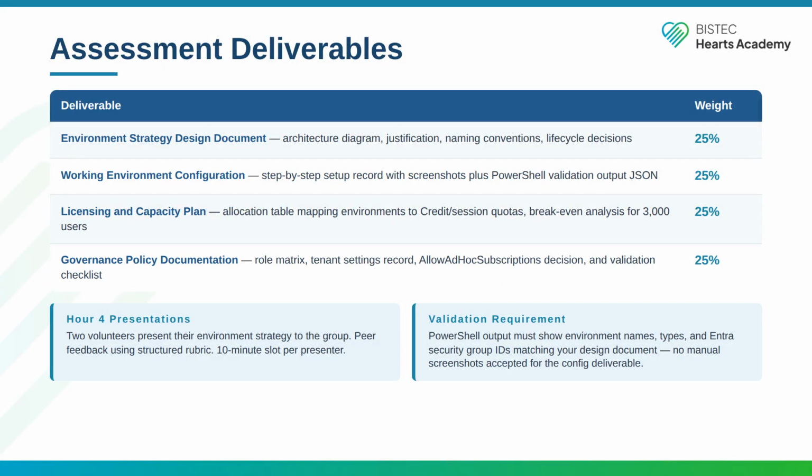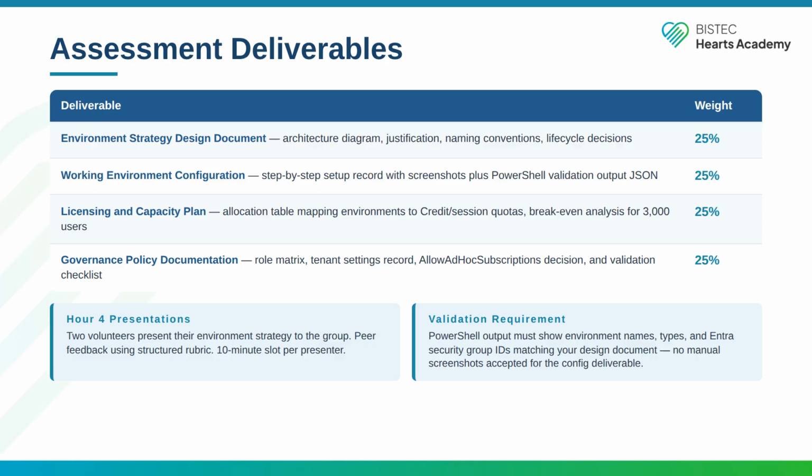4 deliverables, equal weight, each testing a different dimension of what you covered today. The Environment Strategy Design document is your architecture artifact: a diagram, a justification for the environment types you chose, your naming conventions, and your lifecycle decisions.